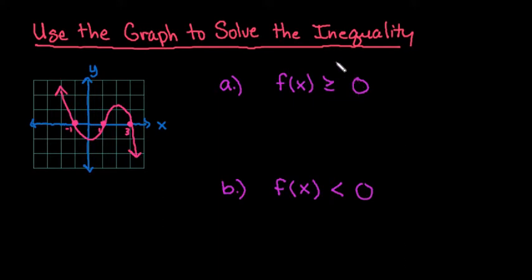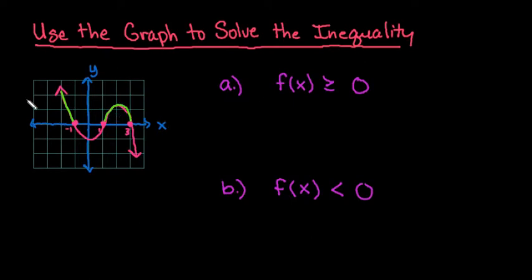With this greater than or equal to 0 means we're looking for all x values where y is positive. So we're looking for positive values in y. So if we look at our graph, we can see that this portion right here and this portion right here are both above the x-axis, which means that they have positive y outputs. So that's what we're looking for.